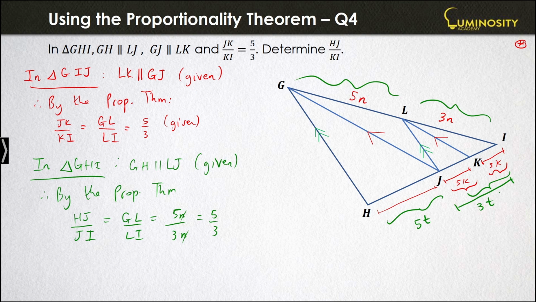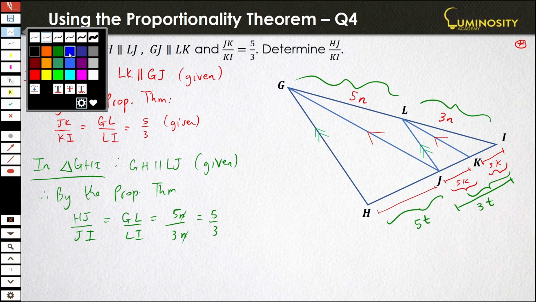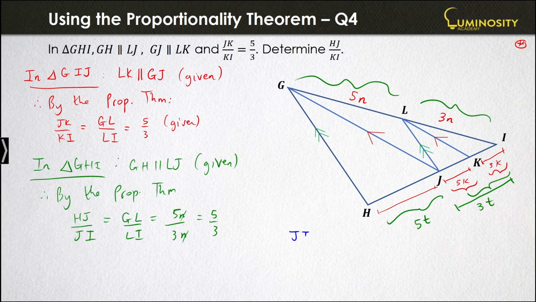Alright, so we're getting somewhere now, because remember, the one we are looking for is HJ over KI. If you look at this now, HJ, we've got it in terms of 5t, and we've got this JI in terms of two different things. So what do we mean by that? Let's have a look. Notice that JI can be written as 3t, or JI can be written as the sum of JK plus KI. Now JK and KI is 5k plus 3k, which is 8k. So therefore we have 3t equals 8k.